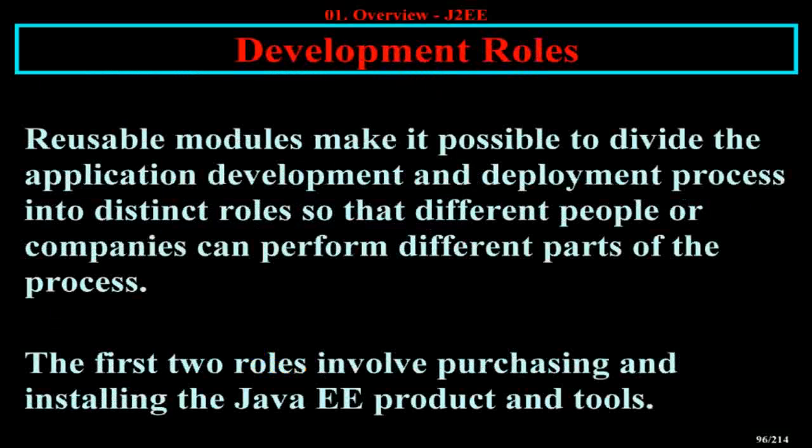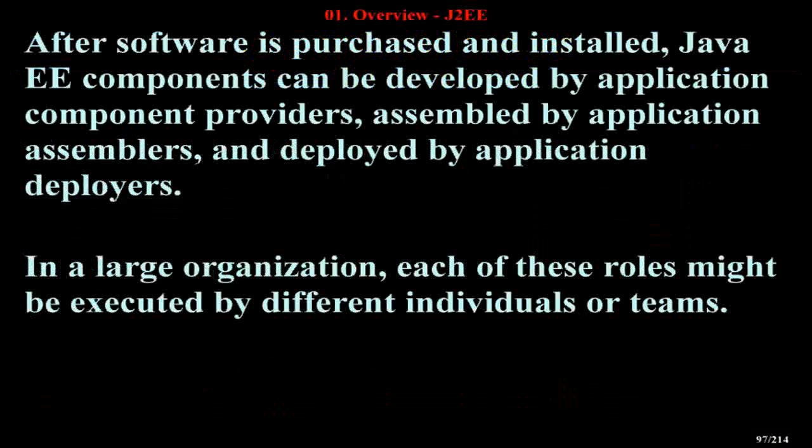Development roles. Reusable modules make it possible to divide the application development and deployment process into distinct roles so that different people or companies can perform different parts of the process. The first two roles involve purchasing and installing the Java EE product and tools. After software is purchased and installed, Java EE components can be developed by application component providers, assembled by application assemblers, and deployed by application deployers. In a large organization, each of these roles might be executed by different individuals or teams.